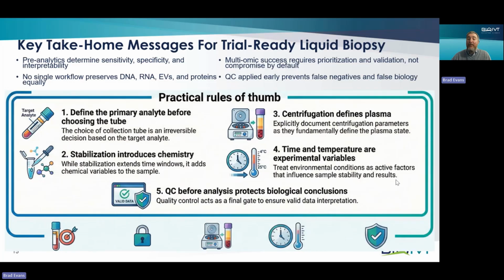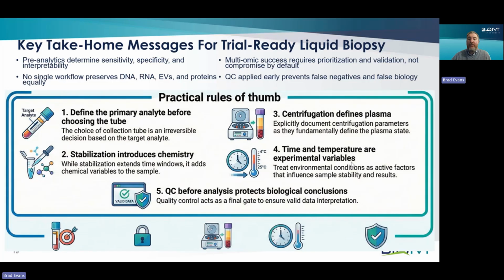Number four, time and temperature are experimental variables. They actively influence degradation, release, and stability and must be treated as controlled conditions, not logistics. And finally, QC before analysis protects biological conclusions. Early QC gates prevent false negatives and prevent us from mistaking handling artifacts for disease biology. If these principles are designed into the workflow from the start, liquid biopsy becomes trial ready by design, not by rescue after problems appear. So the key message to leave with is this.